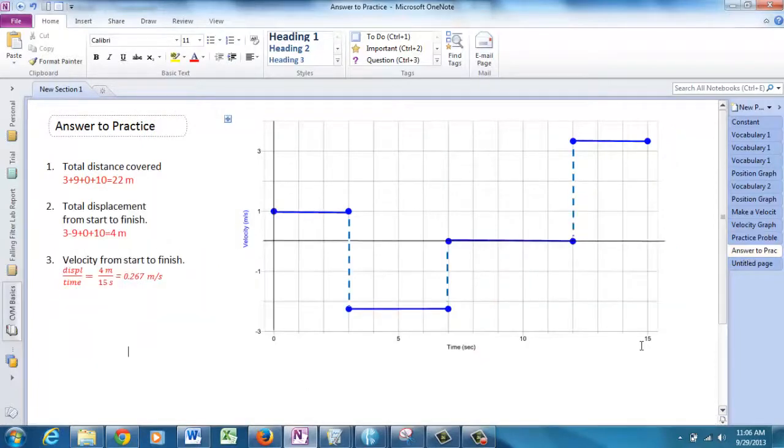So hopefully you come back and you've determined the answers, you've made your own velocity graph for that position versus time graph, which should look something like this. Its velocities are different values. It's positive 1, negative 2 point something, 0, and this last one is a little bit over 3. And here are the answers to the questions for the distance covered, the total displacement, and the velocity. I hope this helped you understand some basic constant velocity motion concepts.